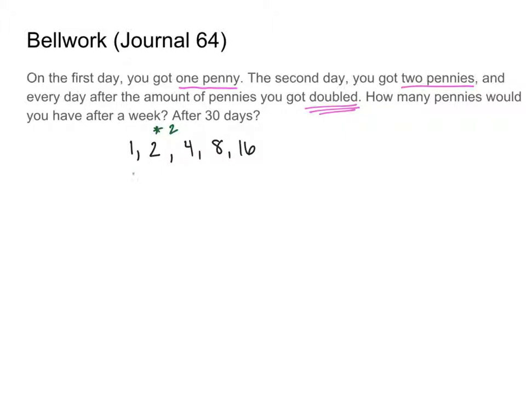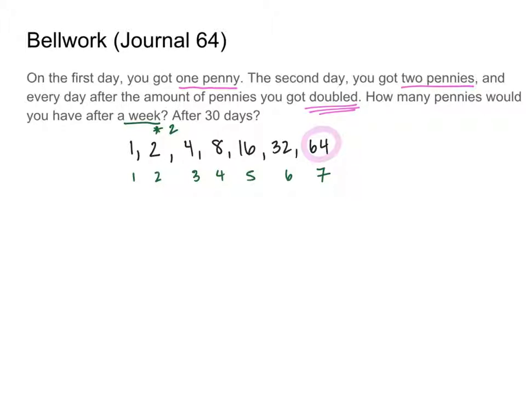So this was my first day, second day, third day, fourth day, fifth day. If I want the first week, I need 7 days. So 6th day, 7th day. So I still need a few more. So 16 times 2 gives me 32. 2 times 32 gives me 64. So at the 7th day, or after a week, I get 64 pennies, or 64 cents, you can think of it. But that's not super impressive.